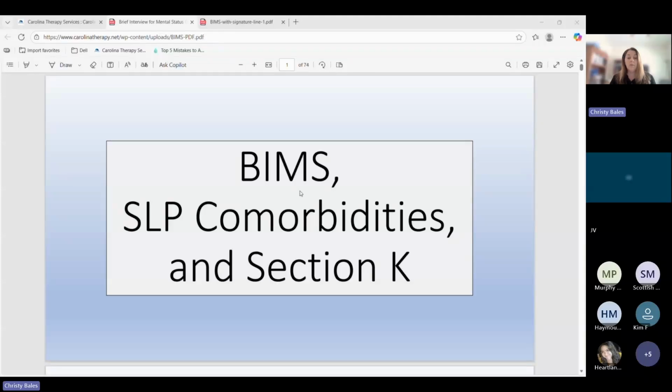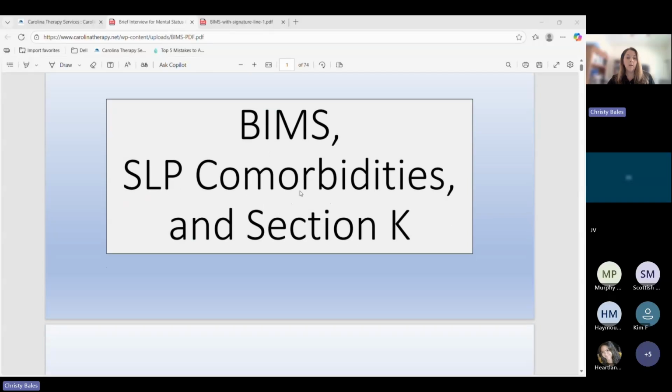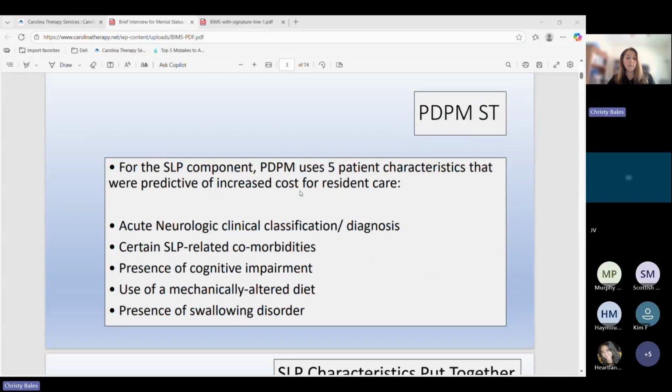I know that a lot of this is review, but there are some things that we forget. I've just been monitoring everybody's BIMS, and so I thought we would go over this. First quick thing, of course, the SLP component of PDPM uses 5 characteristics.